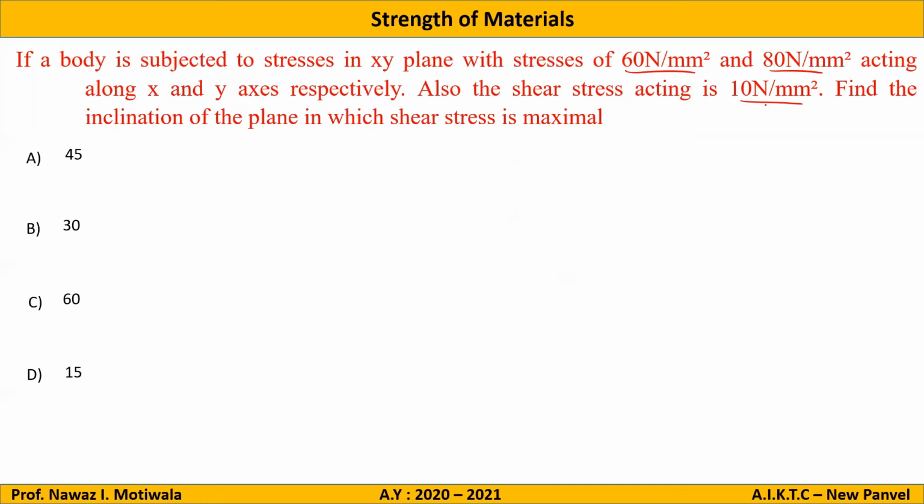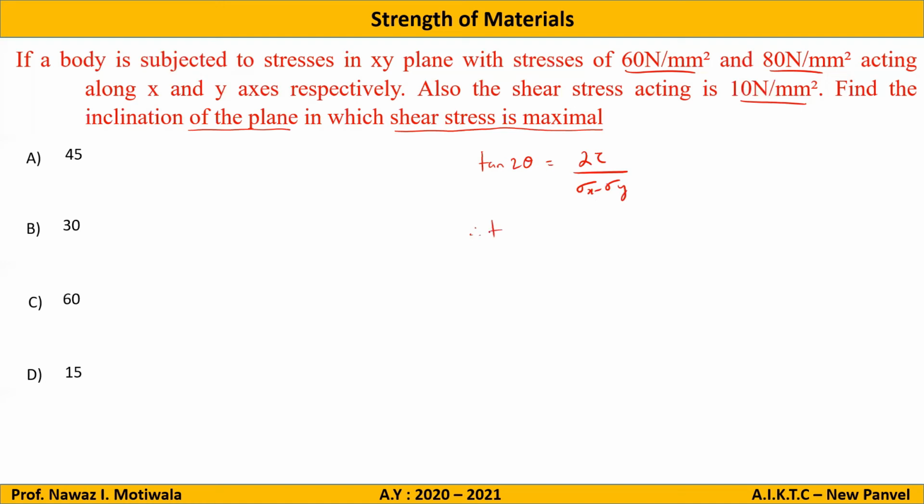Everything is the same, but now we have to find the inclination of the plane in which shear stress is maximum. So we need to find the value of theta. In the first slide we have seen tan of 2 theta is equal to 2 tau upon sigma x minus sigma y. In the first slide in LMR I have shown you this.